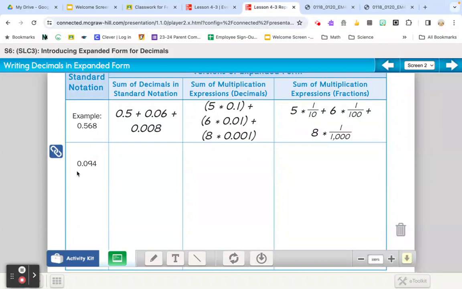So this one's actually a relatively short expanded form because it has a 0 in your ones place, so you do not need to write anything. And then you also have a 0 in your tens place, so you do not need to write anything. So we're just going to jump right in to our 9 in our hundredths place. So 9 hundredths plus the 4 in our thousandths place.